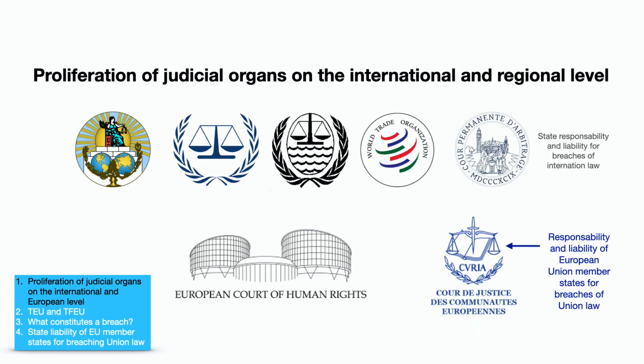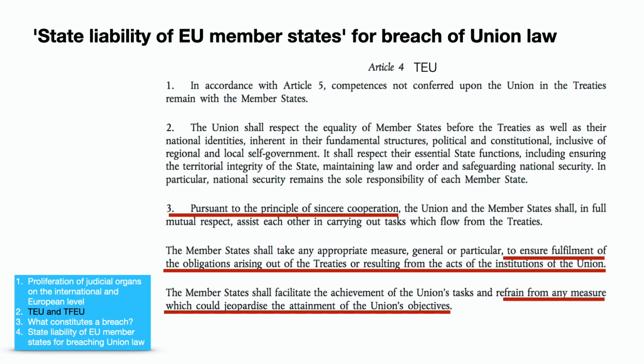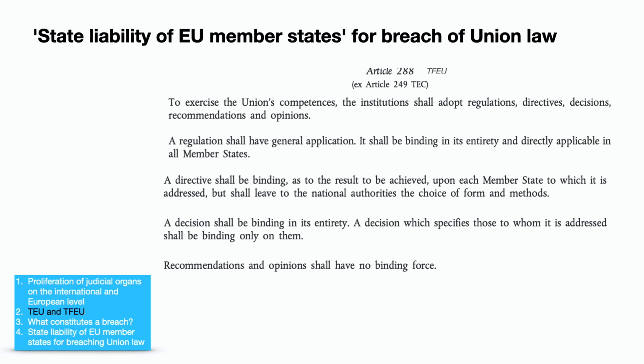So this module deals with the liability of European Union member states for failure to implement Union law. The European Union member states are obliged to comply with Union law as imposed by the general good faith clause under Article 4, Paragraph 3 of the Treaty on European Union. Article 288 of the Treaty on the Functioning of the European Union obliges the member states to implement directives in national law.